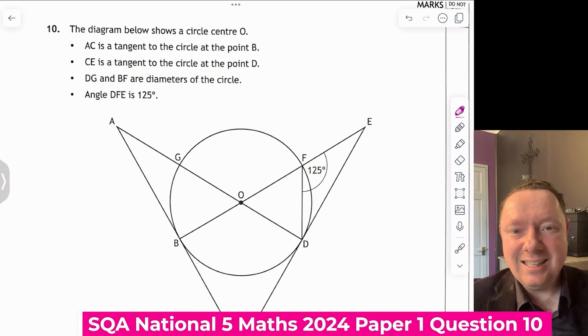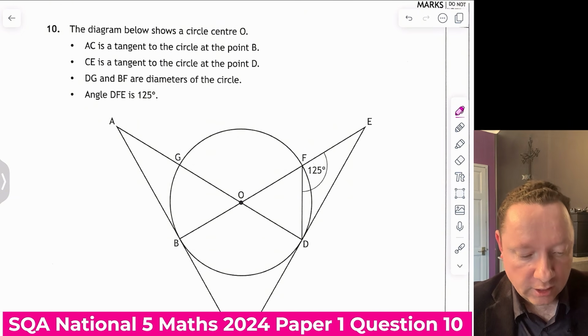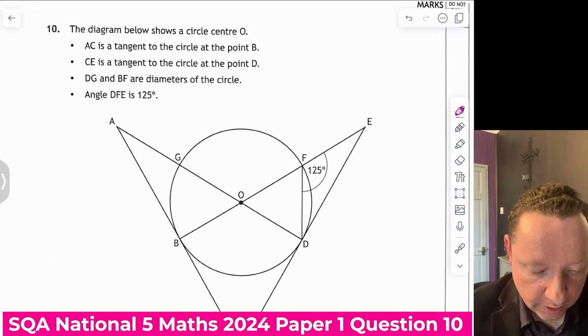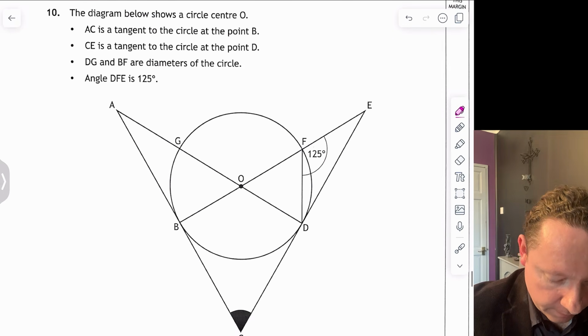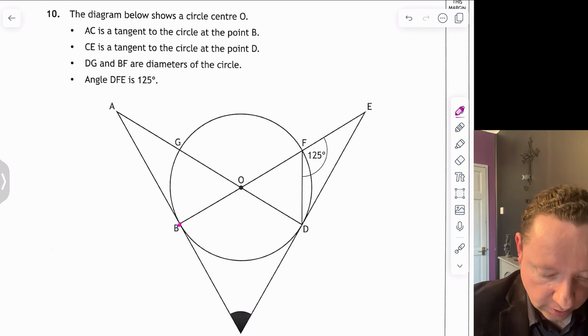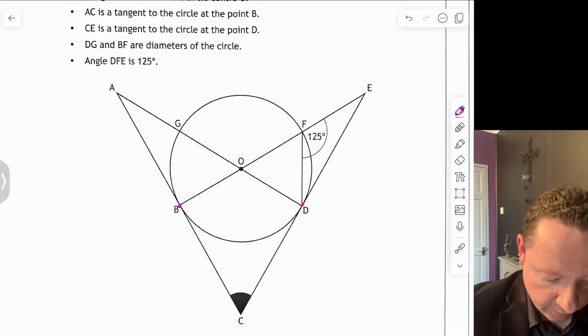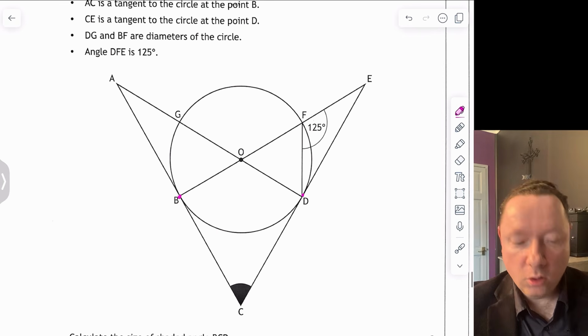And we're done there. SQA National 5 Maths 2024, Paper 1, Question 10. The diagram below shows a circle centre O. AC is the tangent to the circle at B. There it's there. And CE is the tangent at D. There it's there. And BG and DF are diameters. Angle DEF is 125. Find the shaded angle, which is way down at the bottom.